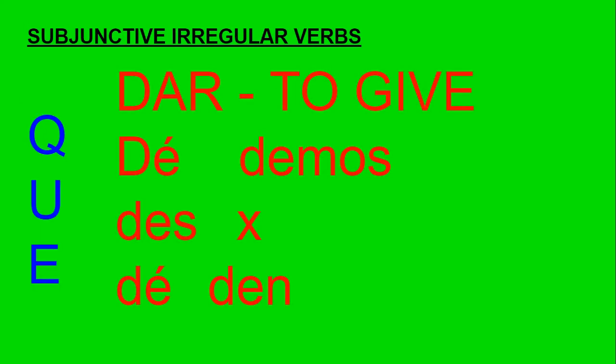The first one we're going to talk about is the verb dar. Dar means to give. Que yo dé, que tú des, que él dé, que nosotros demos, que ellos den. It is irregular, not only because of the endings, but because of the accents on the endings.